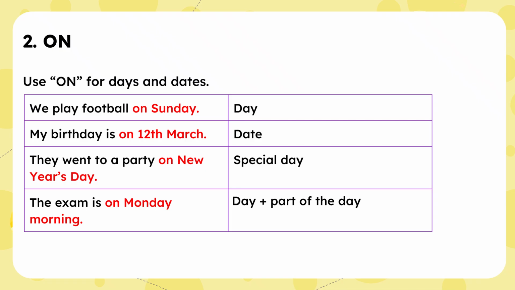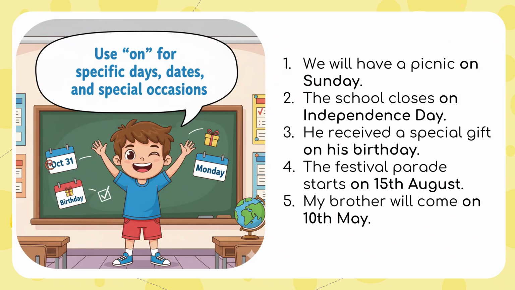The simple tips you will see here, and remember that specific days, dates or special occasion you will use on. For example, we will have a picnic on Sunday. So it is on Sunday. Any day you will use on for the any day. The school closes on Independence Day. On Independence Day, it is special occasion.